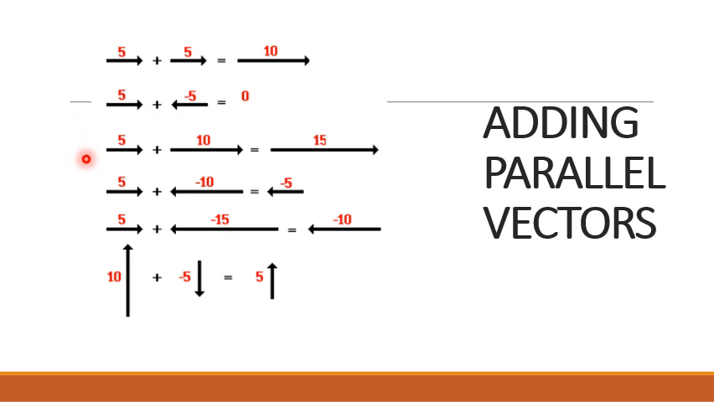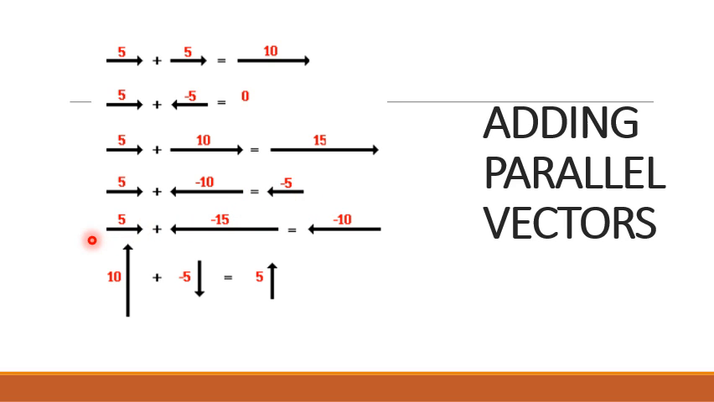Third example, we have 5 heading towards the east and 10 heading towards the east as well, but you will notice that the arrow for 10 is longer compared to 5, because the length of the arrow represents the magnitude of the certain quantity. If it's bigger, then the arrow should be longer. So 5 plus 10 equals 15. Next example, we have 5 heading towards the east and 10 heading towards the west. So we have to subtract the values to get this difference, which is negative 5.